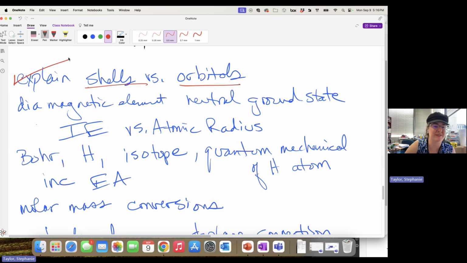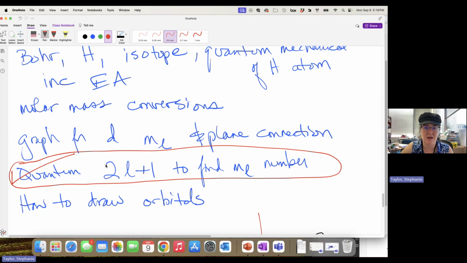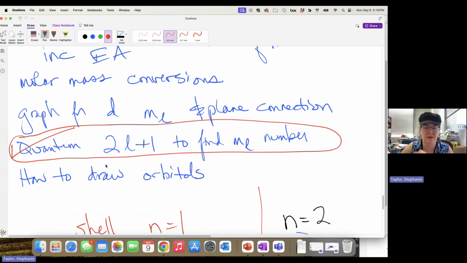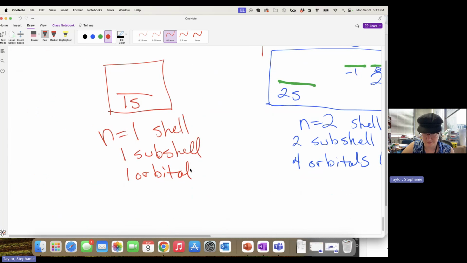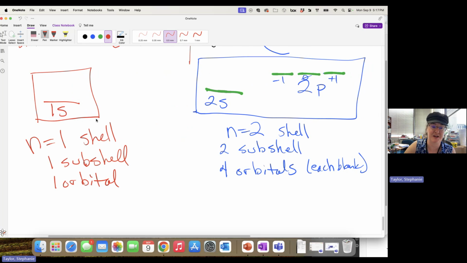Okay, so we explained shells versus subshells, and we talked about the use of that formula for m sub L with that previous one. Since we are talking about orbitals, let's go ahead and deal with these two. So let me go ahead and talk about how to draw orbitals, and that'll actually answer this top question too. That's the other reason why I wanted to make sure we had this conversation before we talk about how to draw orbitals. So we need that first.